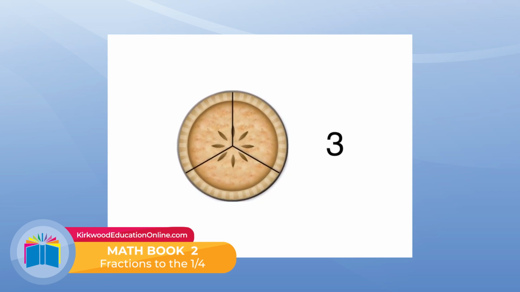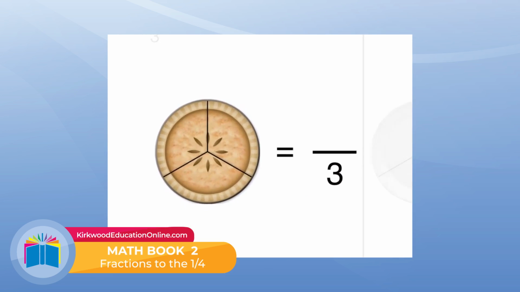Now, please look at square number 2. How many pieces is a pie divided into? Well, let's count them. 1, 2, 3. The pie is divided into 3 different pieces of equal size. Now look at square number 3.